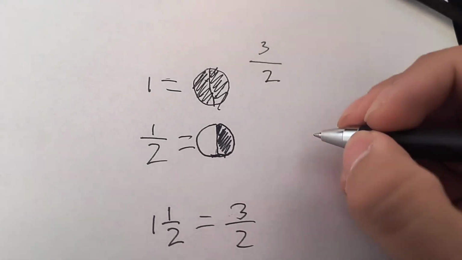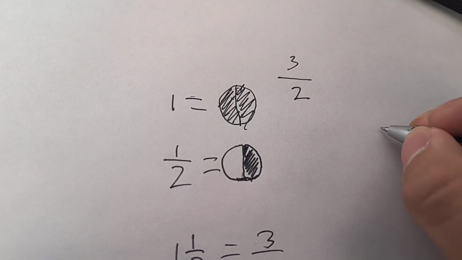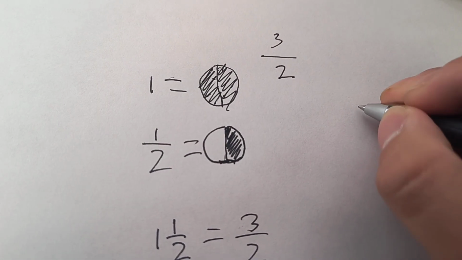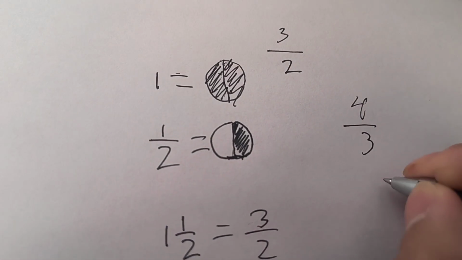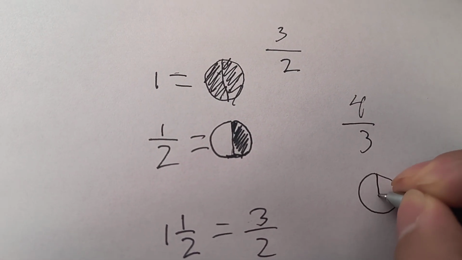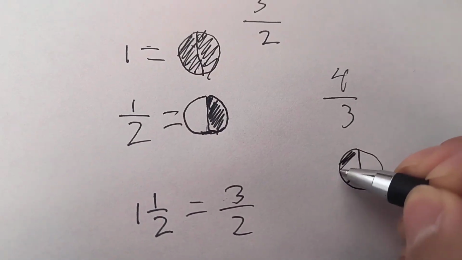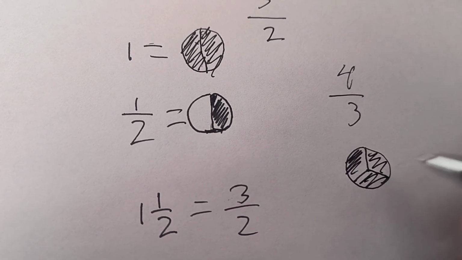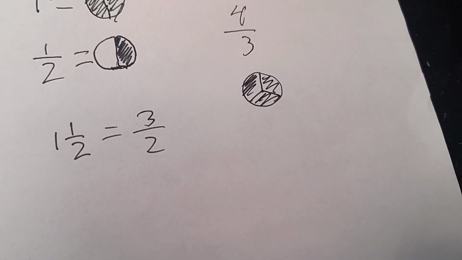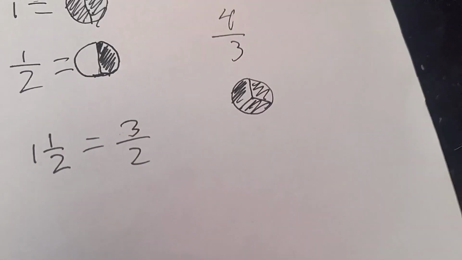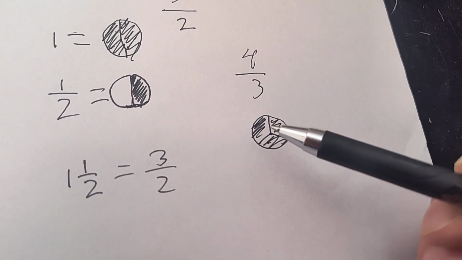Okay, another example of an improper fraction would be like 4 out of 3. I would have a circle, split it into 3 sections. I can only color in 3 out of 3. There's no 4. I would have to make another section to add 4. And that'd be it. So yes, this would be an improper fraction.